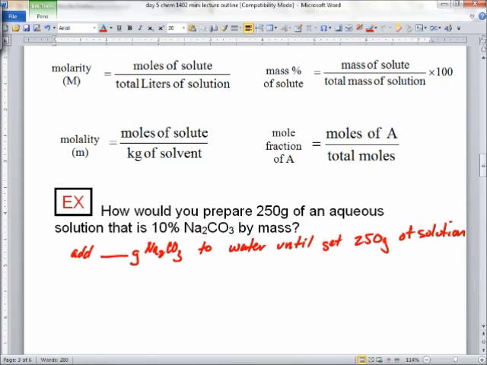Okay. I guess you could also answer the question by saying, add, we'll figure it out, grams of sodium carbonate to, you could say the number of grams of water. Just subtract this guy from 250. That works too. Okay. But that's what I'm saying. This question is a little more complicated because it says, how would you prepare? Okay. See how we're going to calculate it.